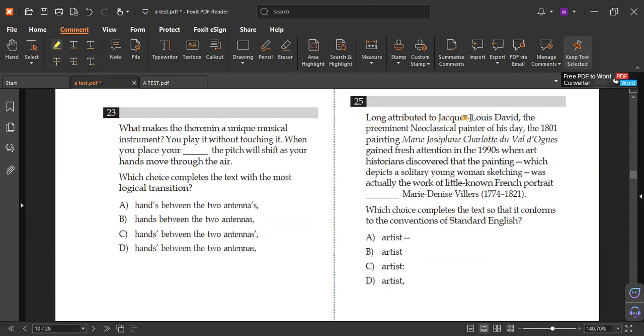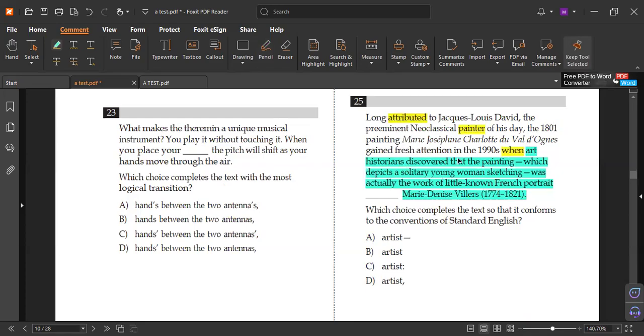"Long attributed to": so, long attributed, past participle phrase. Who, what? The preeminent neoclassical painter of his day. You see, painter is a subject. What is long attributed to? So this is a past participle and the subject. And then read, so painting description. Here it tells you this is a clause, and that is your clause. So you focus on this clause only.